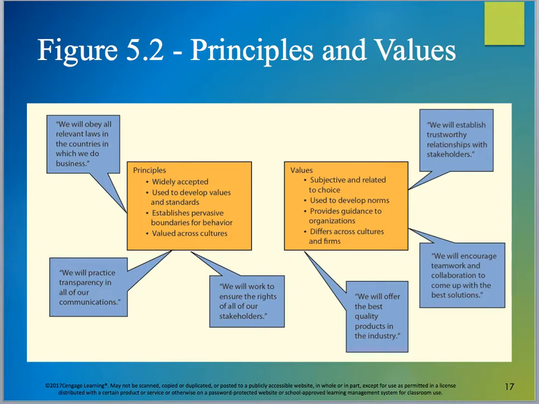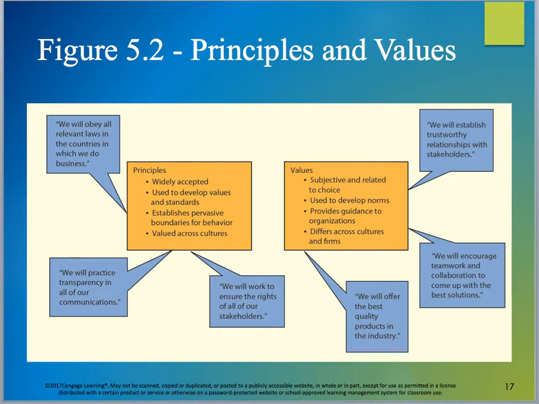Figure 5.2 shows you something visually of principles and values. You have your principles and values in the orange boxes. Your principles are widely accepted, used to develop values and standards. They're valued across cultures. They establish pervasive boundaries for behavior. So from that, it's saying, we will practice transparency in all our communications. We will work to ensure the rights of all of our stakeholders. We will obey all relevant laws in the countries in which we do business. Those are your principles.